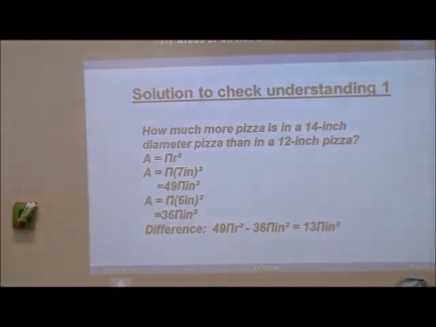Okay, and that slide is not in your presentation. That's the same slide you just worked on, so I didn't put the answer slide.